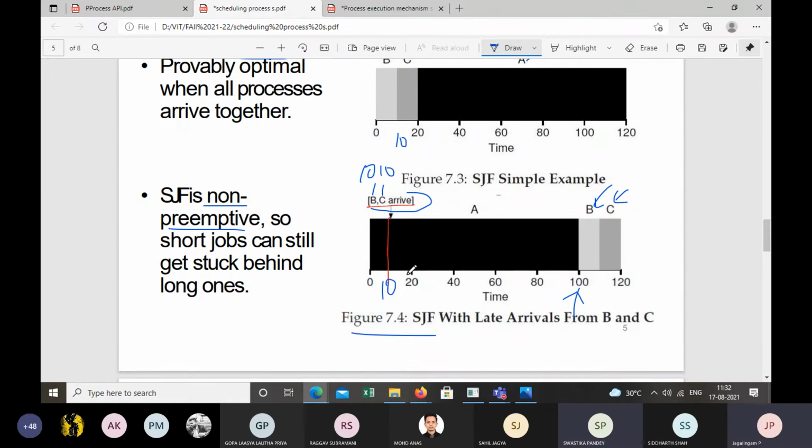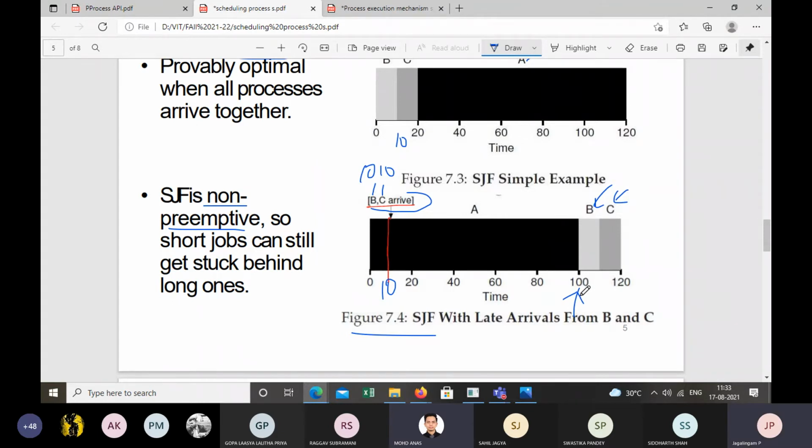Good. Now in this figure, at what time do B and C arrive? 10 milliseconds. At 10 milliseconds, both the processes arrived. But what is the first time it gets scheduled? 100. So do you think this is good response time or bad response time? I think bad because there's a 90 millisecond gap between these. Yeah, it's a bad response time, right?